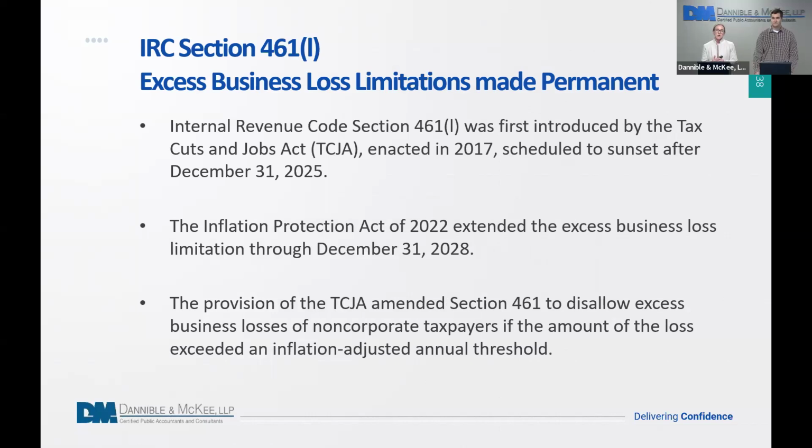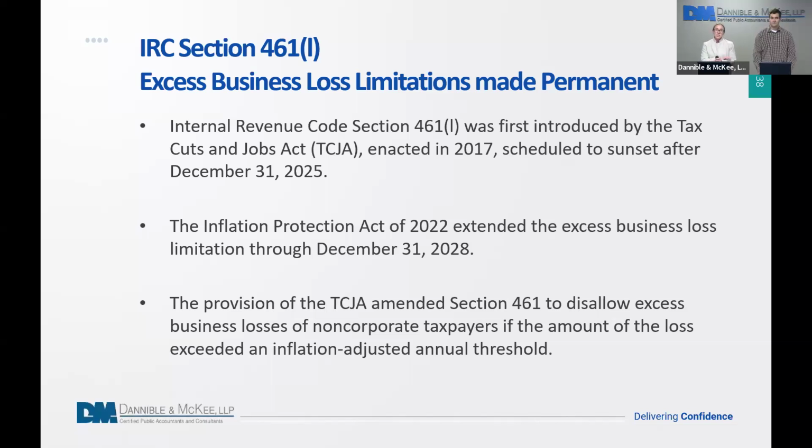Internal Revenue Code Section 461(l). This is the excess business loss limitation. Those were made permanent as well by the One Big Beautiful Bill Act. Another TCJA item was scheduled to sunset after 2025. It was prolonged with the Inflation Reduction Act of 22 through 2028, and now it has been made permanent.